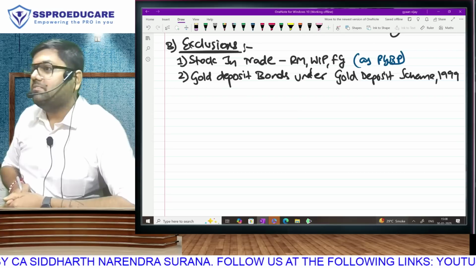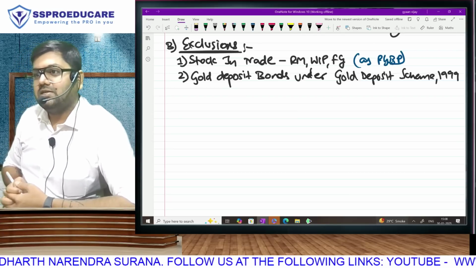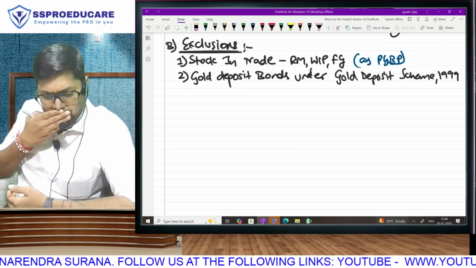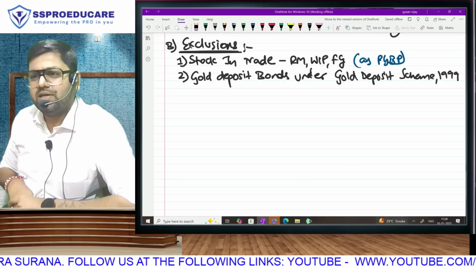Only and only if it is hallmark jewelry, which will increase your cost, because the jeweler will probably charge you hallmarking charges. But just to save that, a lot of people don't take that hallmarking certificate.